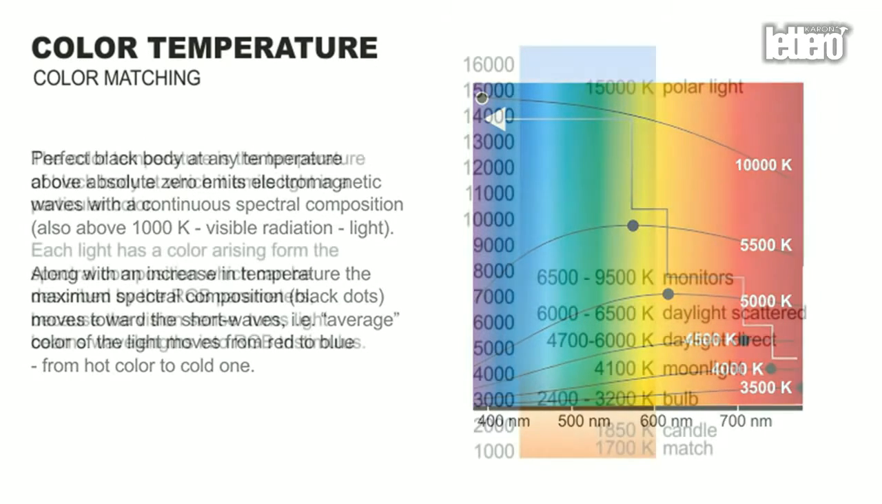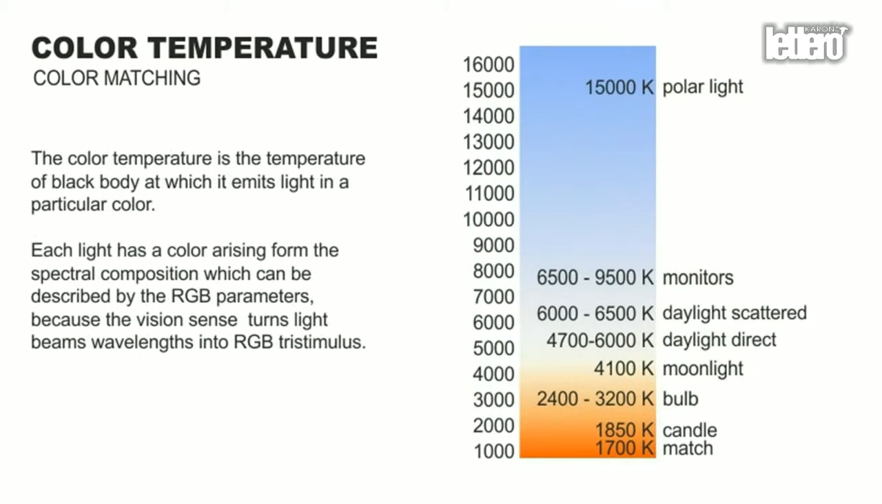The hue temperature is the temperature of the black body at which it emits light with a particular hue. Each light has a hue resulting from its spectral composition, which can be described by RGB parameters, as our sense of vision turns the effects of various wavelengths of light into an RGB tri-stimulus.